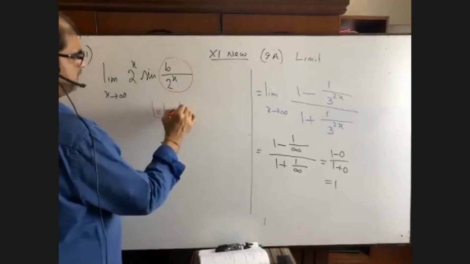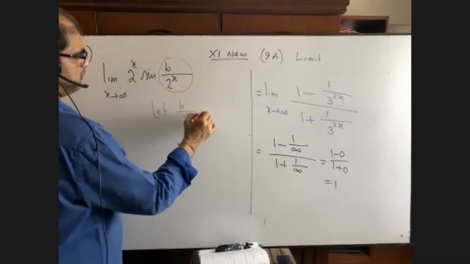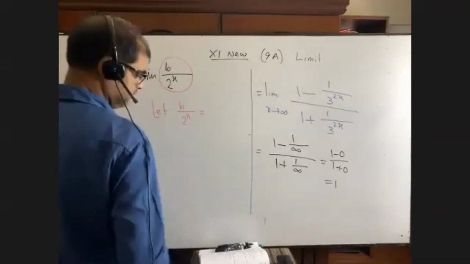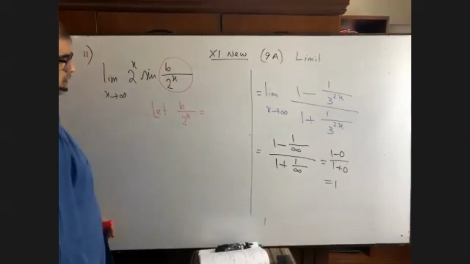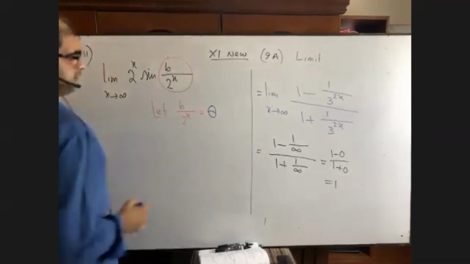Let b by 2^x is equal to. Normally, we are given in the question as b by theta. Am I right?